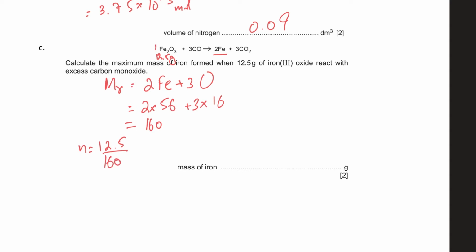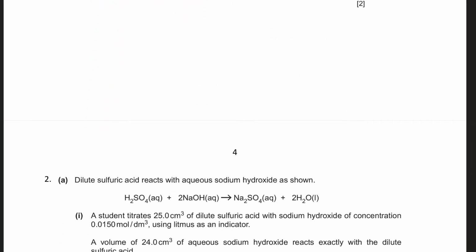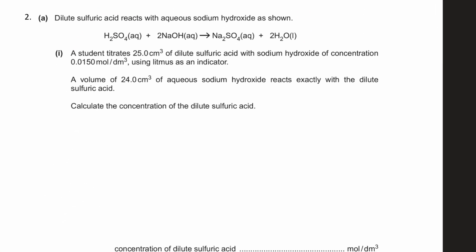But my mole ratio is 1 to 2, which means if I multiply this by 2, I get my moles of iron that I'll get. And I want to figure out the mass of that. So this value, what I'll get, is 0.078. I'm going to multiply 0.078, which is the number of moles of iron, by 56 because I want to figure out the mass of iron. And that comes out to be 4.38 grams. Notice that I rounded it off to 3 significant figures.